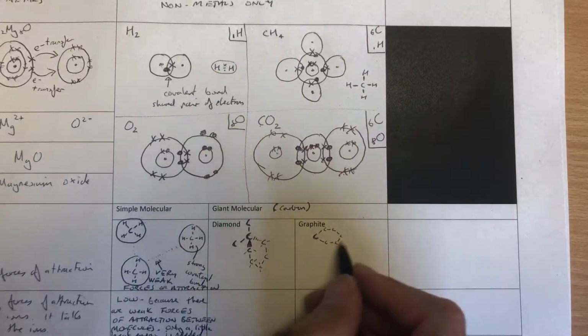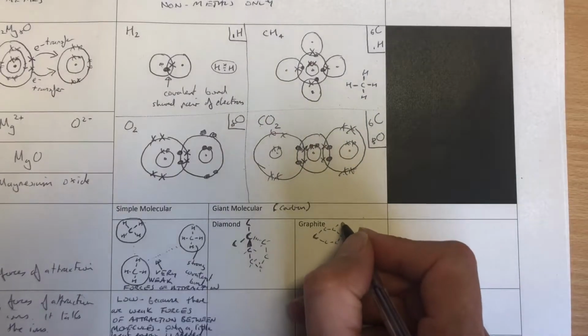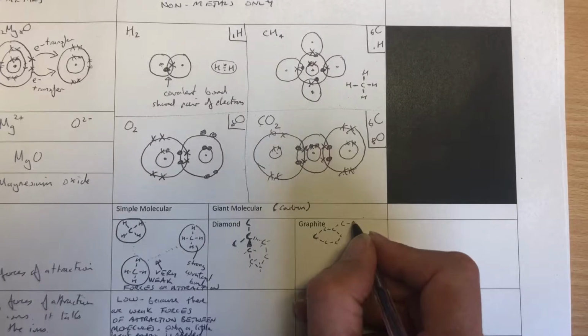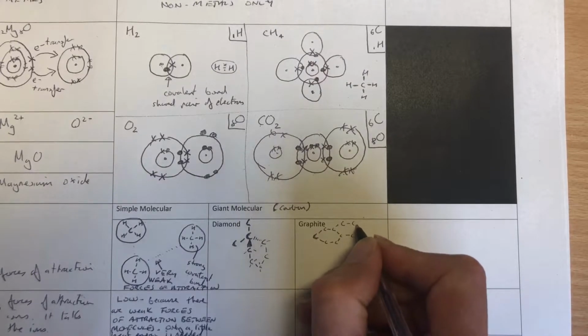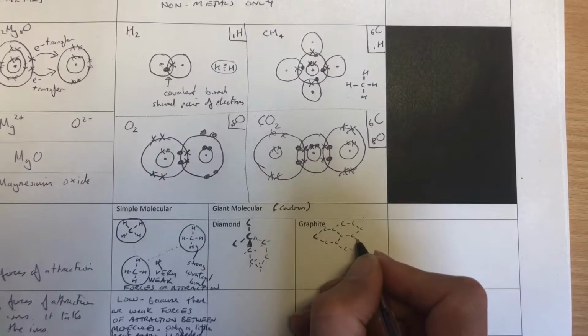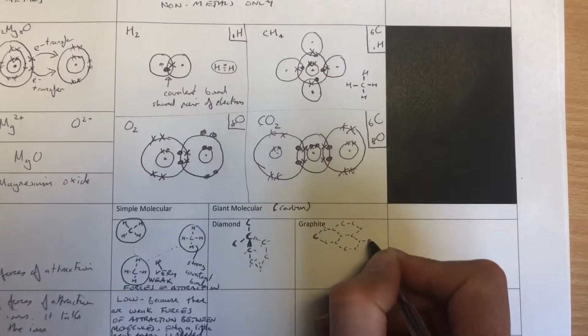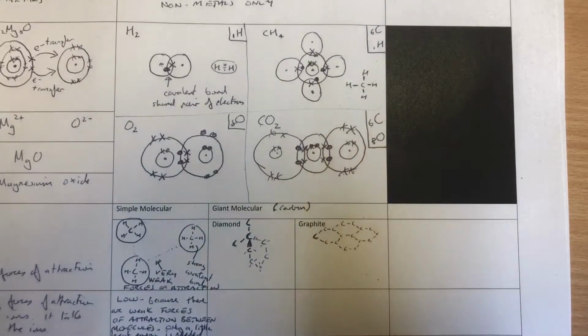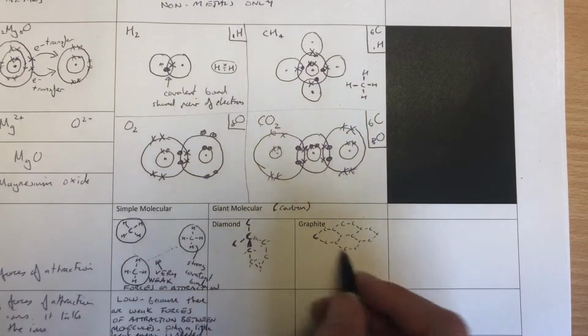Okay, it also forms 6-membered rings, but this time each carbon only forms 3 bonds. So if you look at that carbon there, it's forming 1, 2, 3 bonds. Okay, and we end up with this hexagonal flat structure that goes on forever and ever. And once you get the hang of drawing it, it's actually quite relaxing, to be honest. I always quite like drawing carbon graphite. It just goes on in these flat sheets.